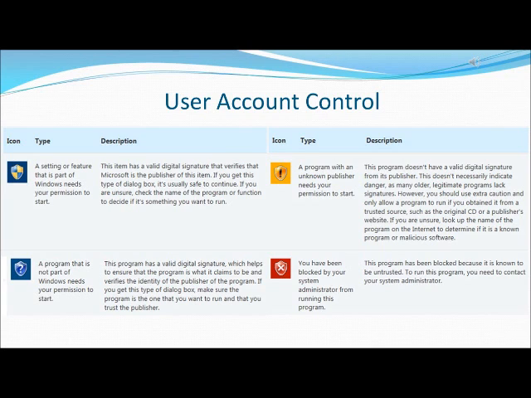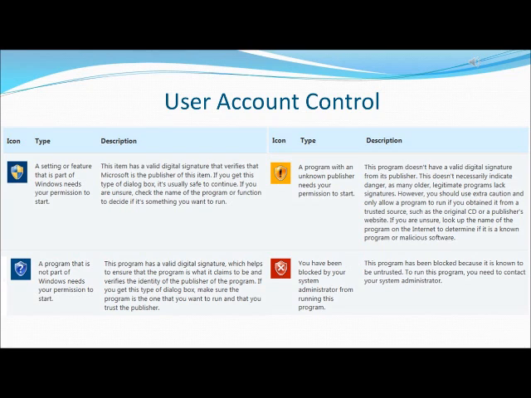The third icon you see is a program with an unknown publisher that needs your permission to start. This is the type of program that you have to be aware of. Just picture that there is something that can harm your computer, and you have to be very careful while running these kinds of applications, the applications that have an icon like this. This usually means that the publisher who has made this program is not providing a valid digital signature. So just make sure that you run the application very intelligently.